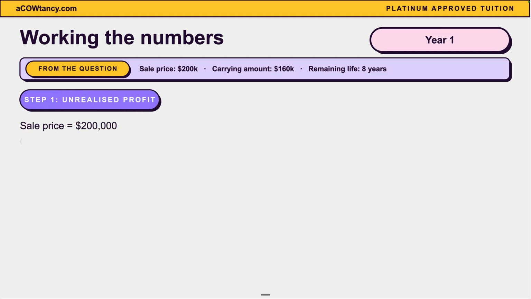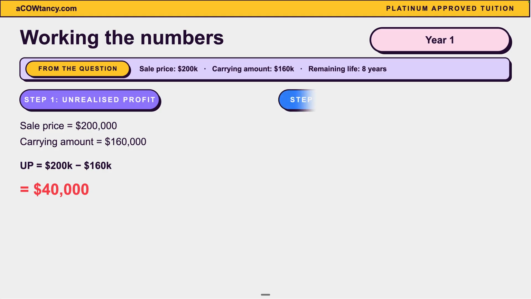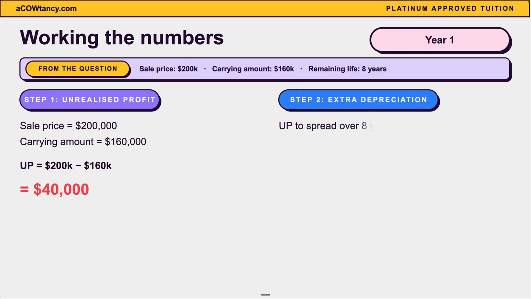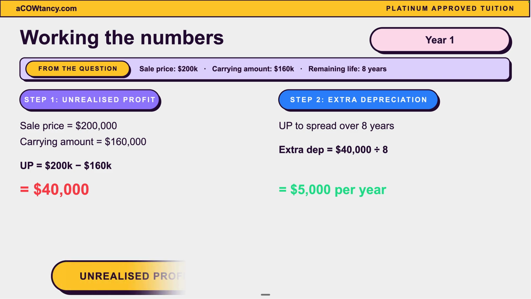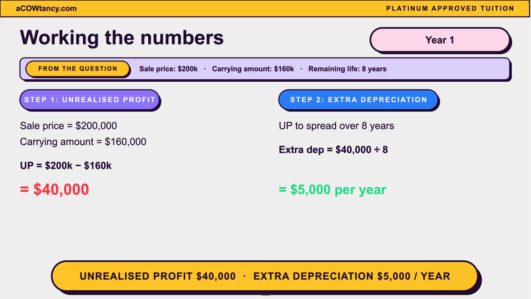Same question, same numbers. Unrealised profit is 40,000. We know that. The extra depreciation would be that extra 40,000 that the asset's now in at, and the depreciation will be 40,000 divided by 8. So the extra depreciation that you have to add back to the retained earnings is 5,000 per year. So the unrealised profit is 40,000 and the extra depreciation is 5,000.